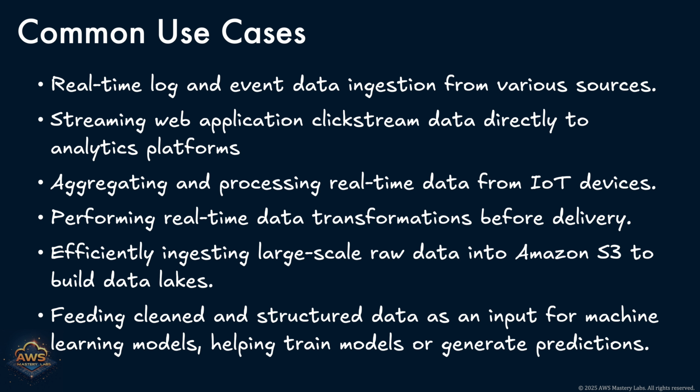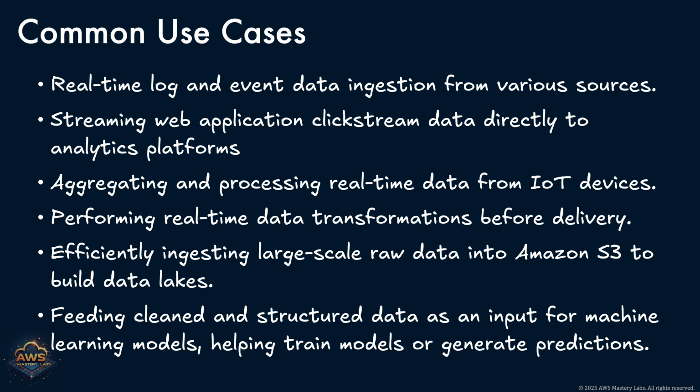Another common use case is building data lakes. Firehose simplifies the process of ingesting large-scale raw data into Amazon S3, where it can be stored and organized for downstream processing. This is especially useful for companies building data lakes, as it allows them to efficiently centralize and structure their data, making it available for further analysis with services like AWS Glue and Amazon Athena.